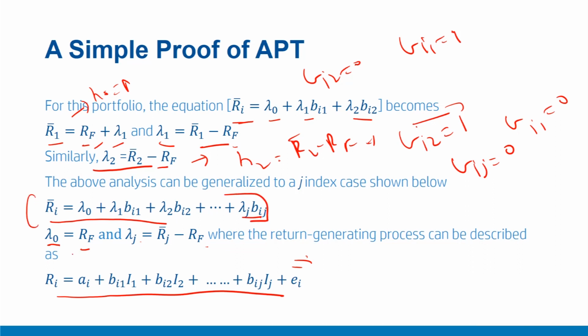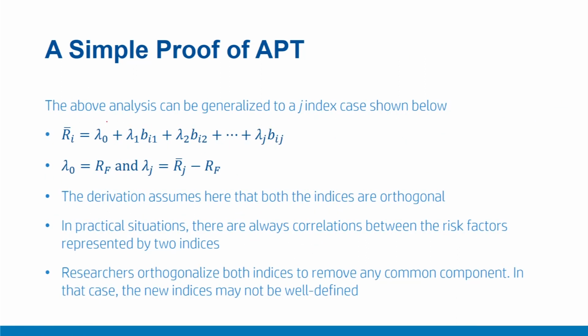This is our APT equation where lambda naught equal to Rf, and the generic term lambda j is Rj bar minus Rf, and this APT equilibrium model is driven by this multi-index return generating process. So this is our multi-index return generating process which leads to this equilibrium model as defined by APT. So with this simple derivation, we find this equilibrium model and these values for lambdas that are risk premia for different indices.